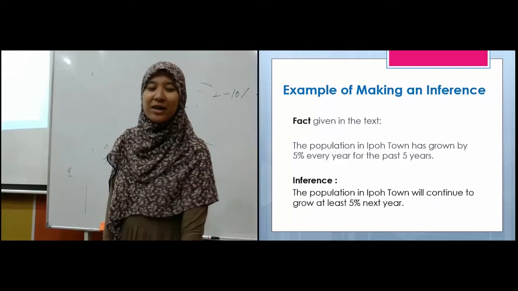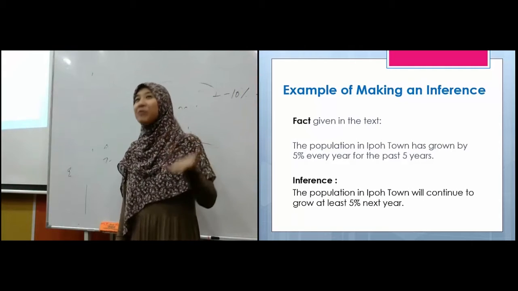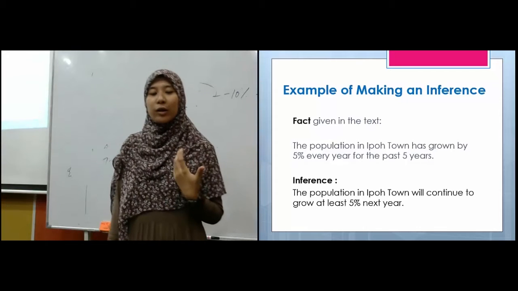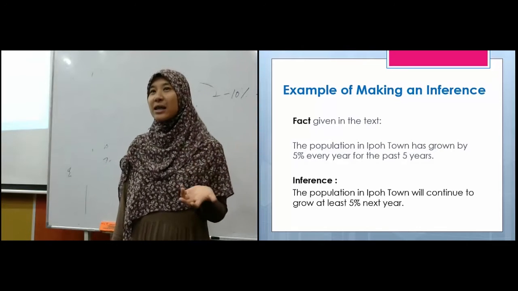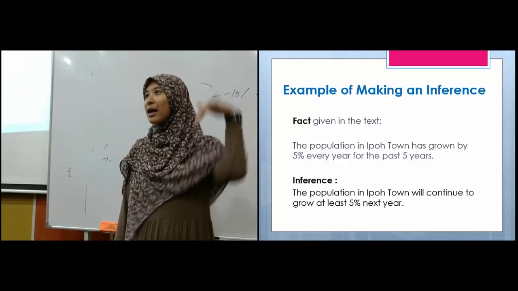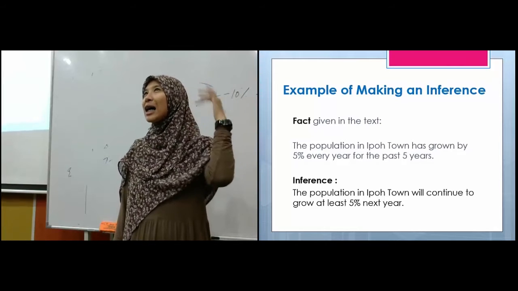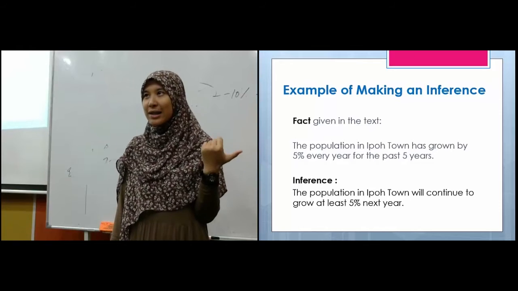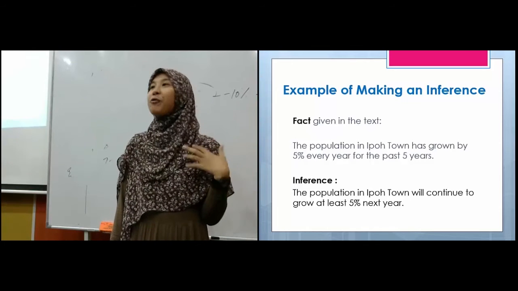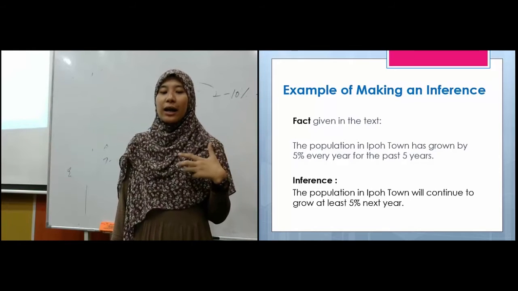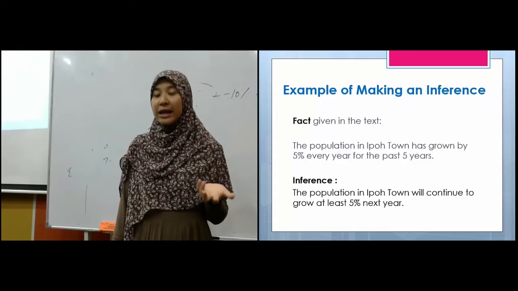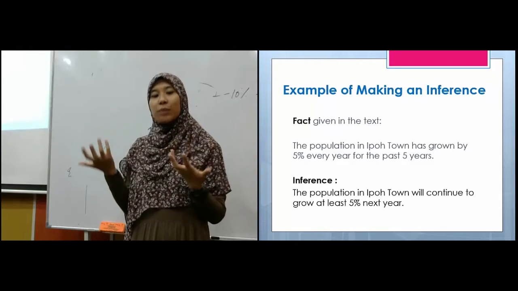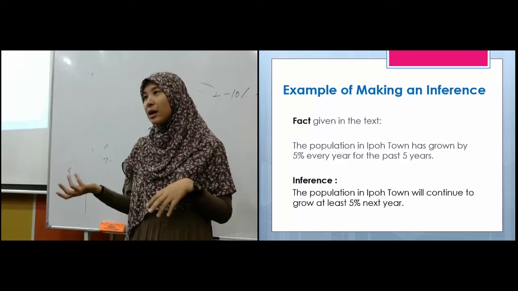Perhaps a clever inference would be that the population in Ipoh town will continue to grow at least 5% next year. Can you see the logic of this? Because the fact stated that Ipoh town has grown by 5% every year for the past 5 years. So maybe the logical prediction is that it is going to increase next year.